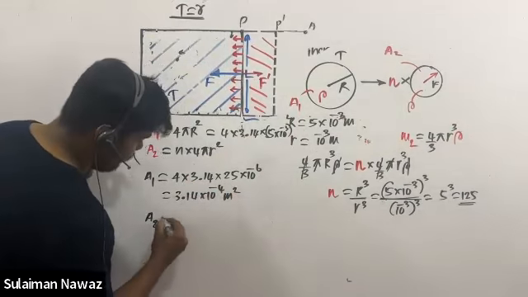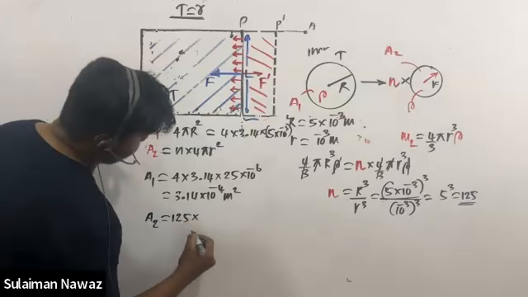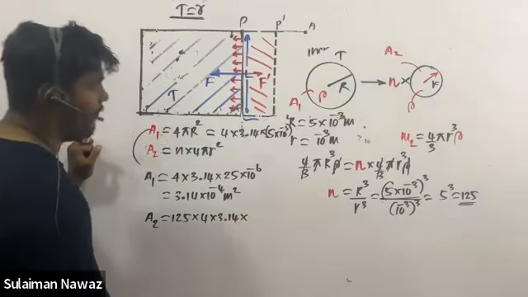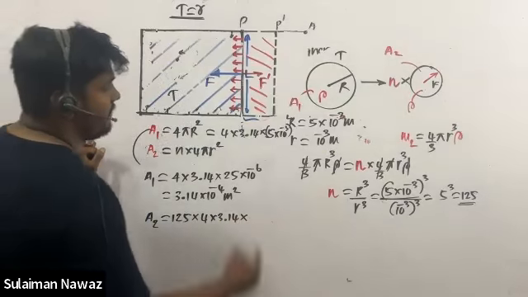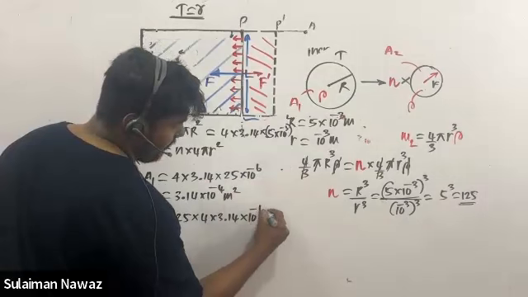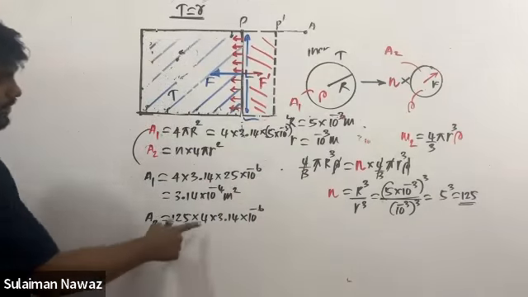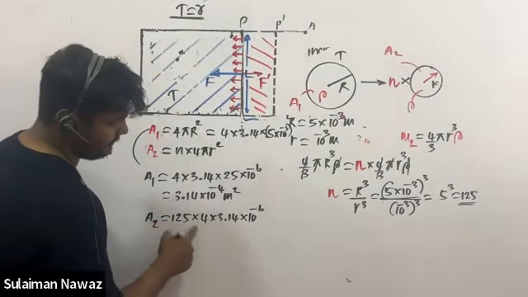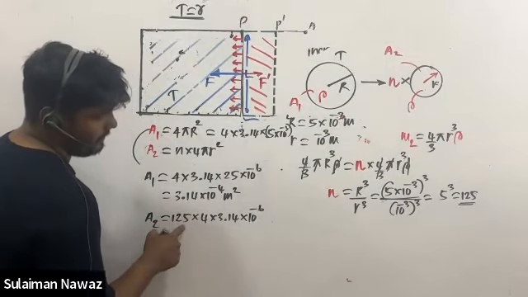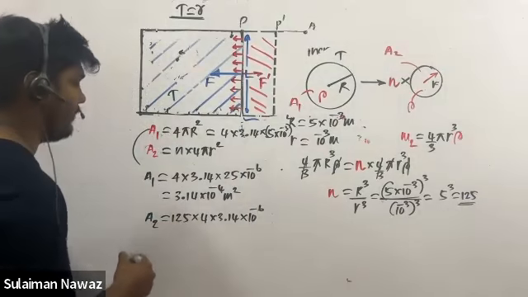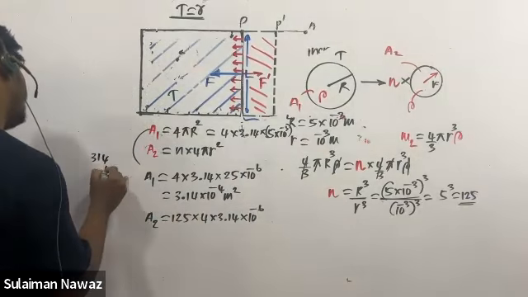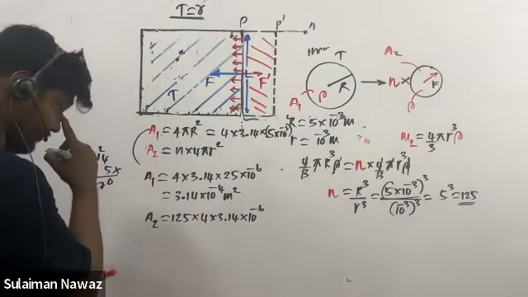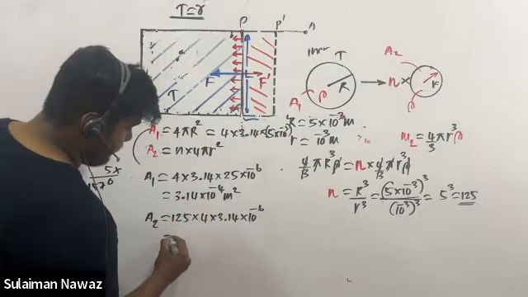If I find A2, it is 125 into 4 into 3.14 into r squared, where r is 10 to the minus 3, so minus 6. 125 into 4 means 500. 500 into 3.14 means 314 into 5. 314 into 5 means how much? 1570.